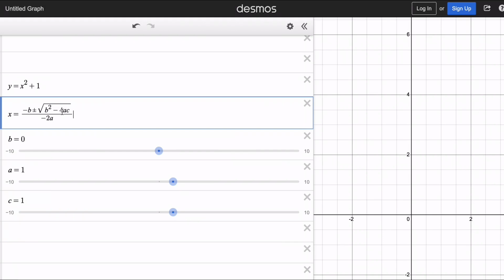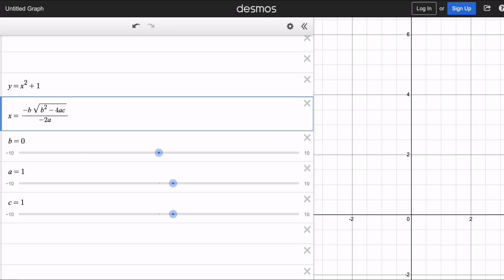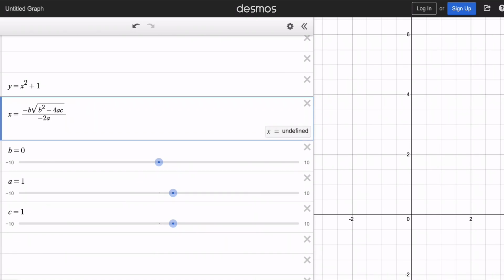And therefore, I think maybe we have to change this into plus. It's undefined. And what about minus? It is still undefined. And why? Because we told before that this one is less than 0. It means that if the number under the square root is less than 0, it doesn't have a real number solution.